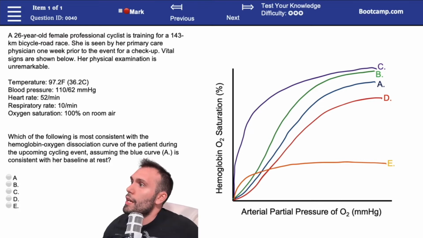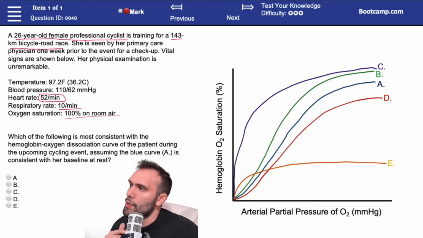All right, so we have a 26-year-old female professional cyclist. She's training for a 143-kilometer bicycle road race. She is seen by her primary care physician 1 week prior to the event for a checkup. Vital signs are shown below. Physical exam is unremarkable. So temperature, okay. Blood pressure looks okay. Heart rate 52, right? This is, again, kind of along those same lines. She's an athlete. We would kind of expect her to have some kind of physiologic bradycardia here. Respiratory rate's 10, 100% on room air.